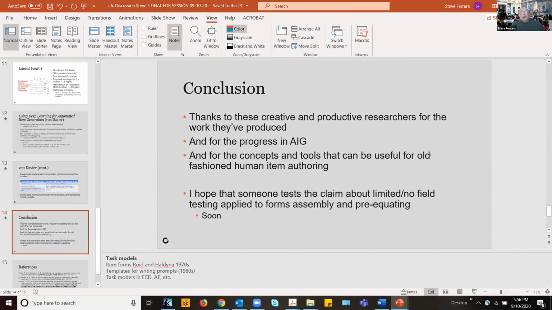I will make one bid here. I hope that someone actually tests the claim about assembling test forms using items from item families based on the parameters that are defined for that item family, and seeing how well the pre-equating works in forms assembly. And I hope that happens soon. It's a claim that several of you have made, and it needs to be tested and demonstrated so we can make sure that it really works. I'll stop there and say thanks again for inviting me to the body.